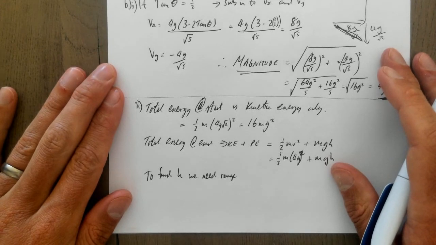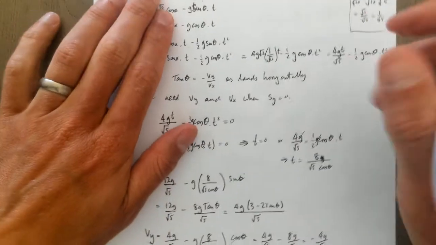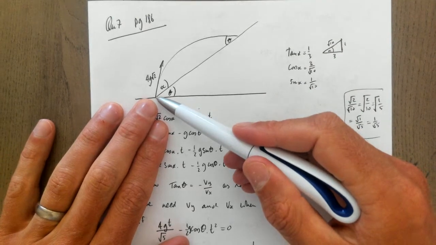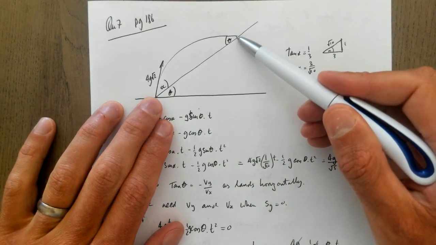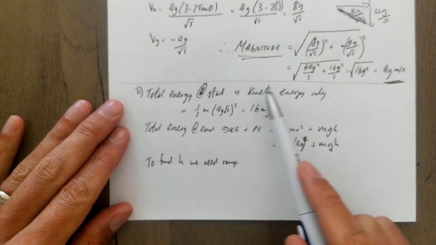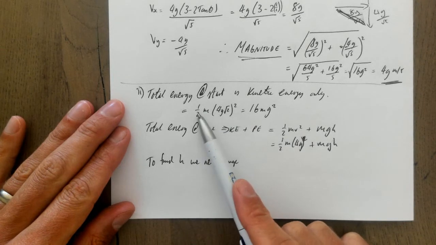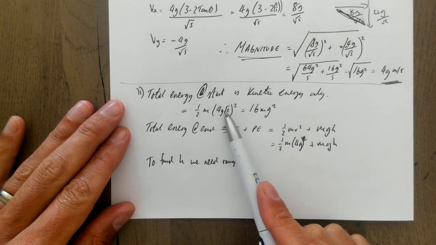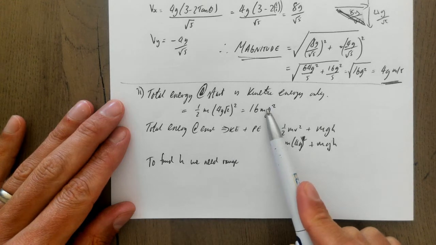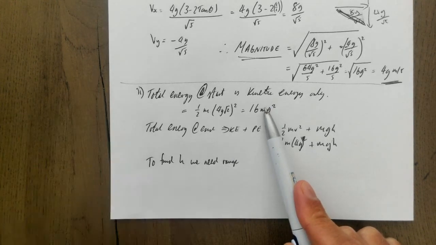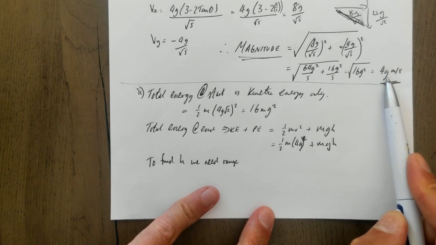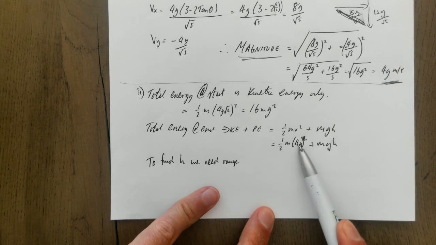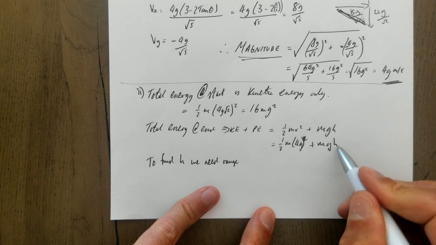So the only energy at the start here is kinetic energy, because we're taking this as zero height, okay? And at the end, it's got kinetic energy and potential energy. So kinetic energy at the start is given to us, the half mu squared. The u is 4g root 2, so we end up with 16 mg squared. Kinetic energy at the end, we've found the magnitude to be 4g, so that's just half mv squared, 4g squared. But this is the problem, we don't know the height, okay?